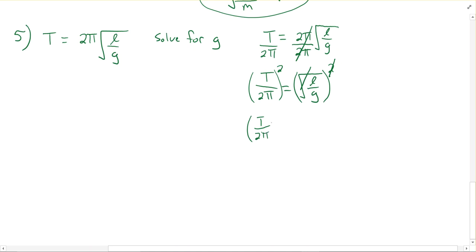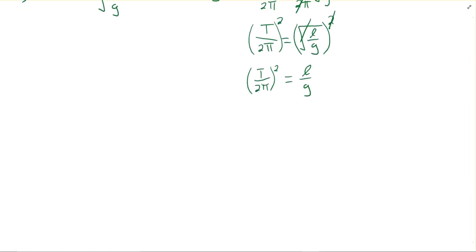T over 2 pi squared is equal to L over G. And now this is getting a little bit easier to deal with, right? One more thing I'm going to do, just because this seems to confuse people, or they kind of forget. I know they've learned this in math before, but this squared, when it's in brackets like this, we square everything. That means everything inside the brackets is going to be squared, all 3 of those things. So I'm just going to rewrite it like that. So I'm going to rewrite this as T squared over 2 squared is 4, and then pi squared. That's what we have left. Okay, that is equal to L over G.